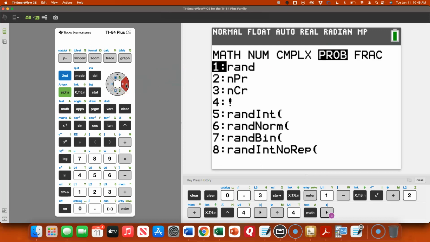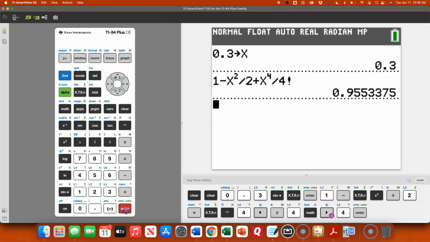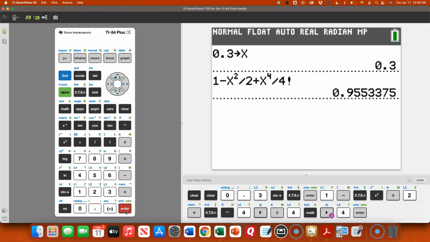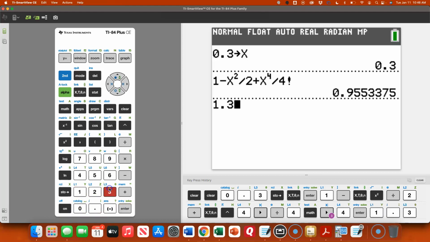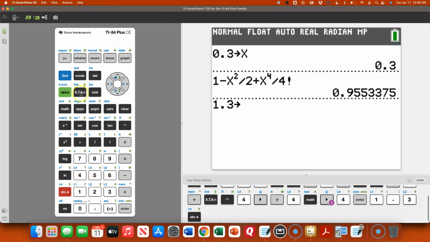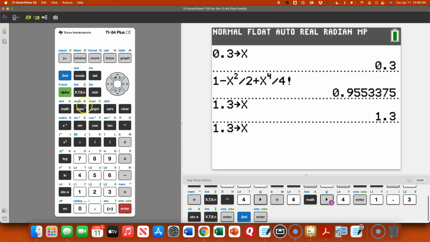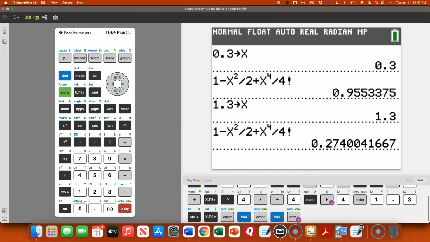But you go over there, and choice number 4, there's your factorial. So there's the approximation right there. I'm just going to make a note of that in our notes here. And then all I have to do now is 1.3 store x, and then do that second enter, second enter. Of course, I like the furthest apart on the thing. There's a polynomial again, and just hit enter, and now it reevaluates. So makes life a little easier.